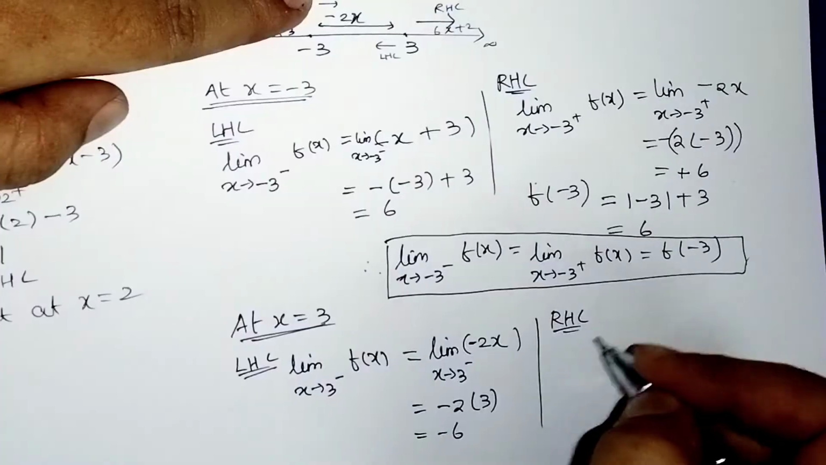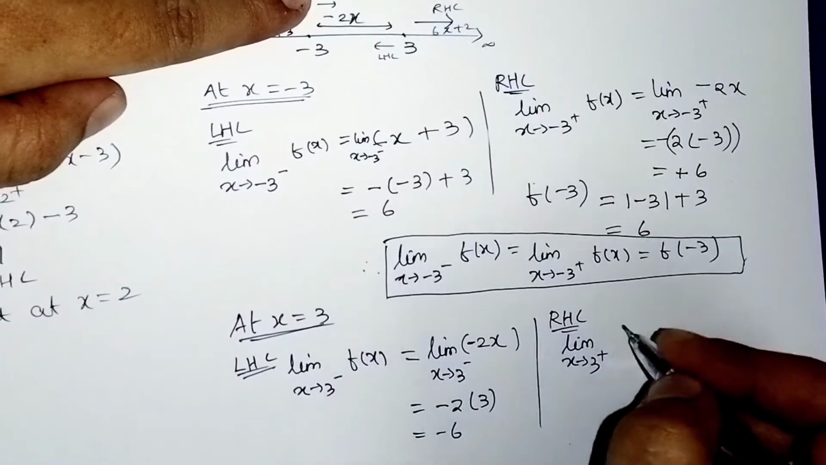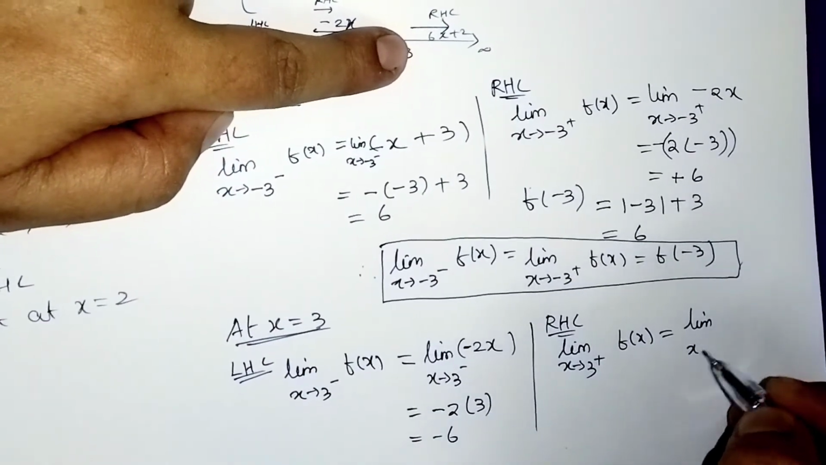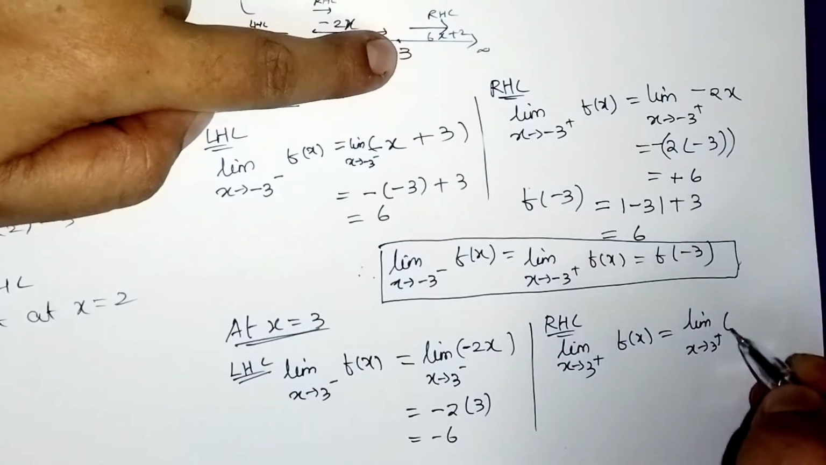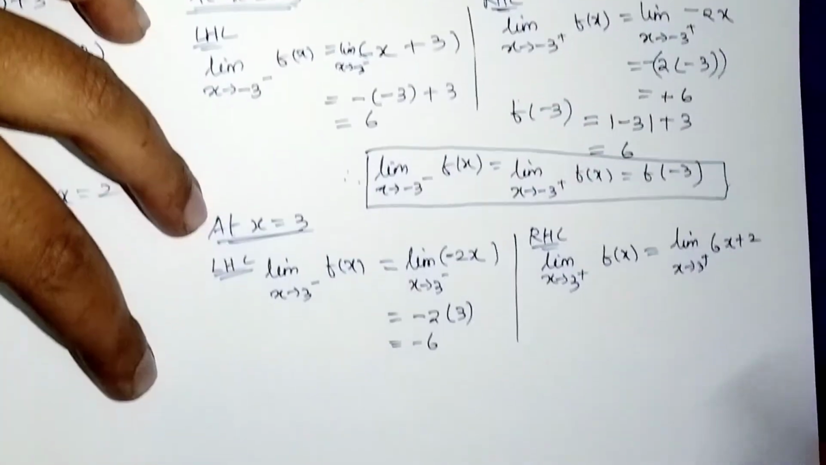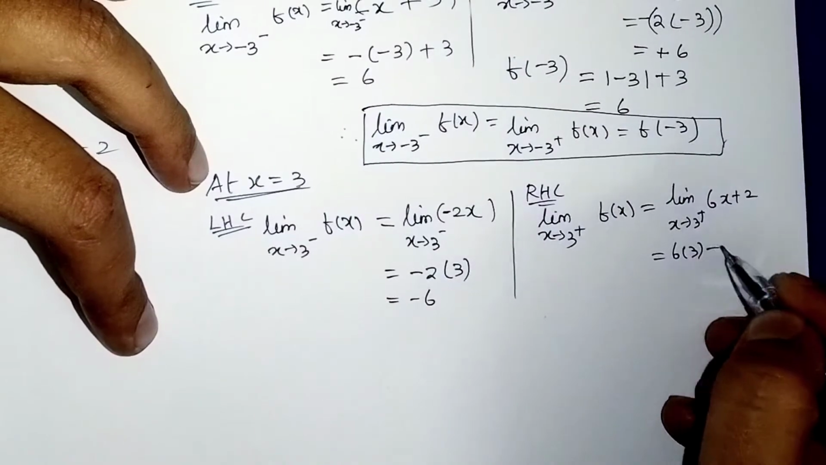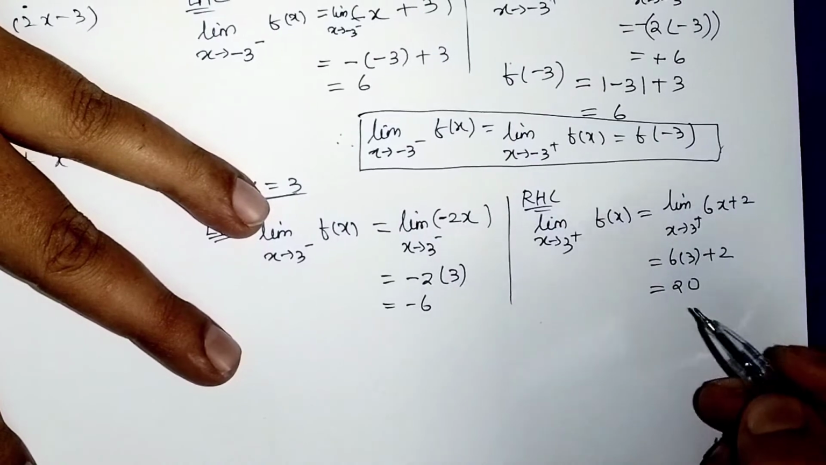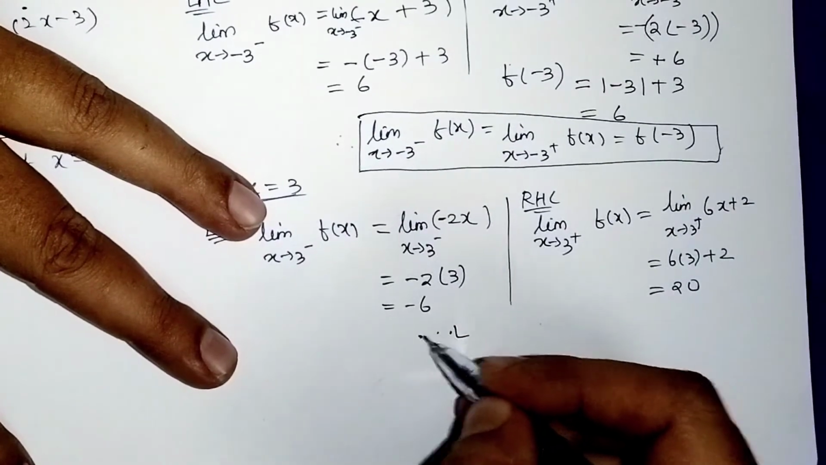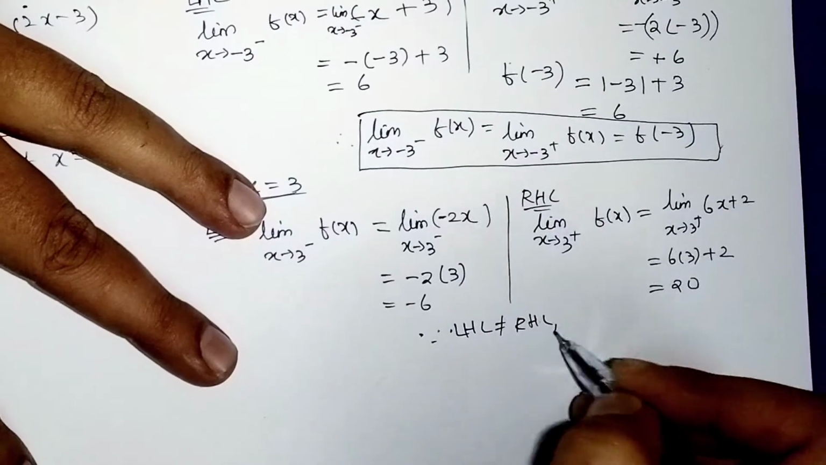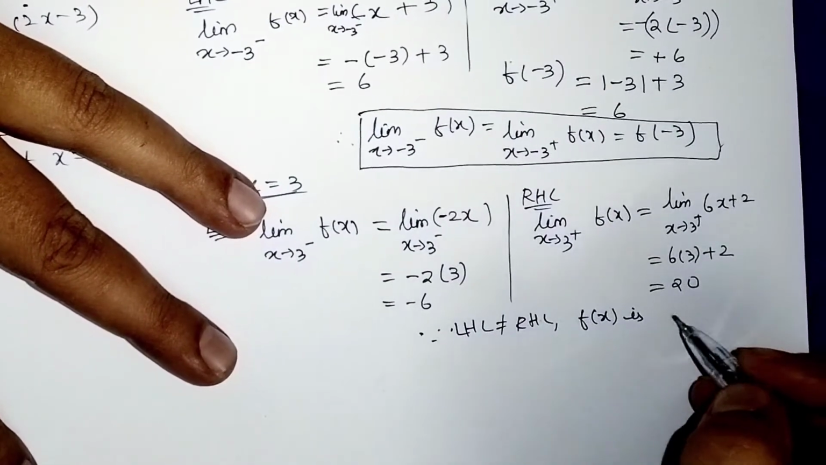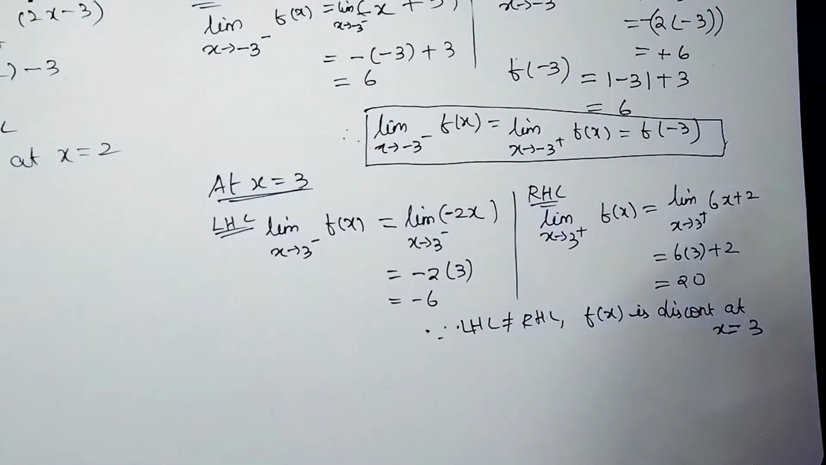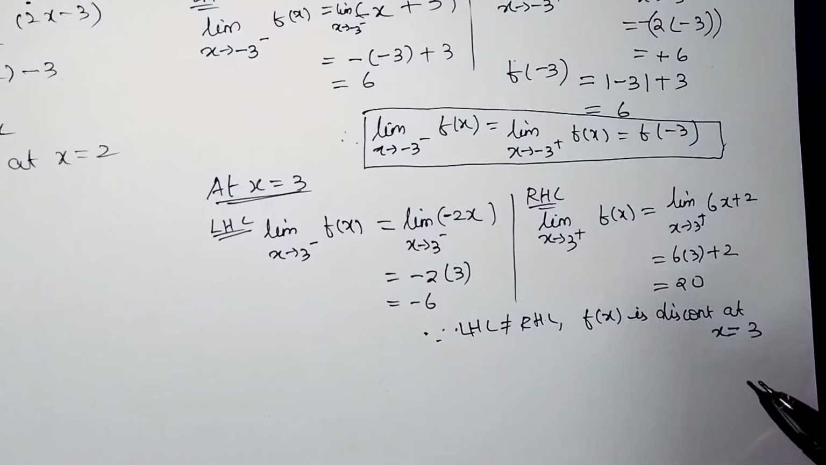Right hand limit, x tends to 3 power plus f of x. The right hand limit function is 6x plus 2. So limit x tends to 3 power plus, function is 6x plus 2. Let us substitute x as 3. So 6 into 3, 18 plus 2, 20. The values are not the same, the LHL and RHL. Since LHL is not equal to RHL, the function is not continuous, you can mention, or discontinuous at x is equal to 3. The function is continuous at x is equal to minus 3, discontinuous at x is equal to 3.